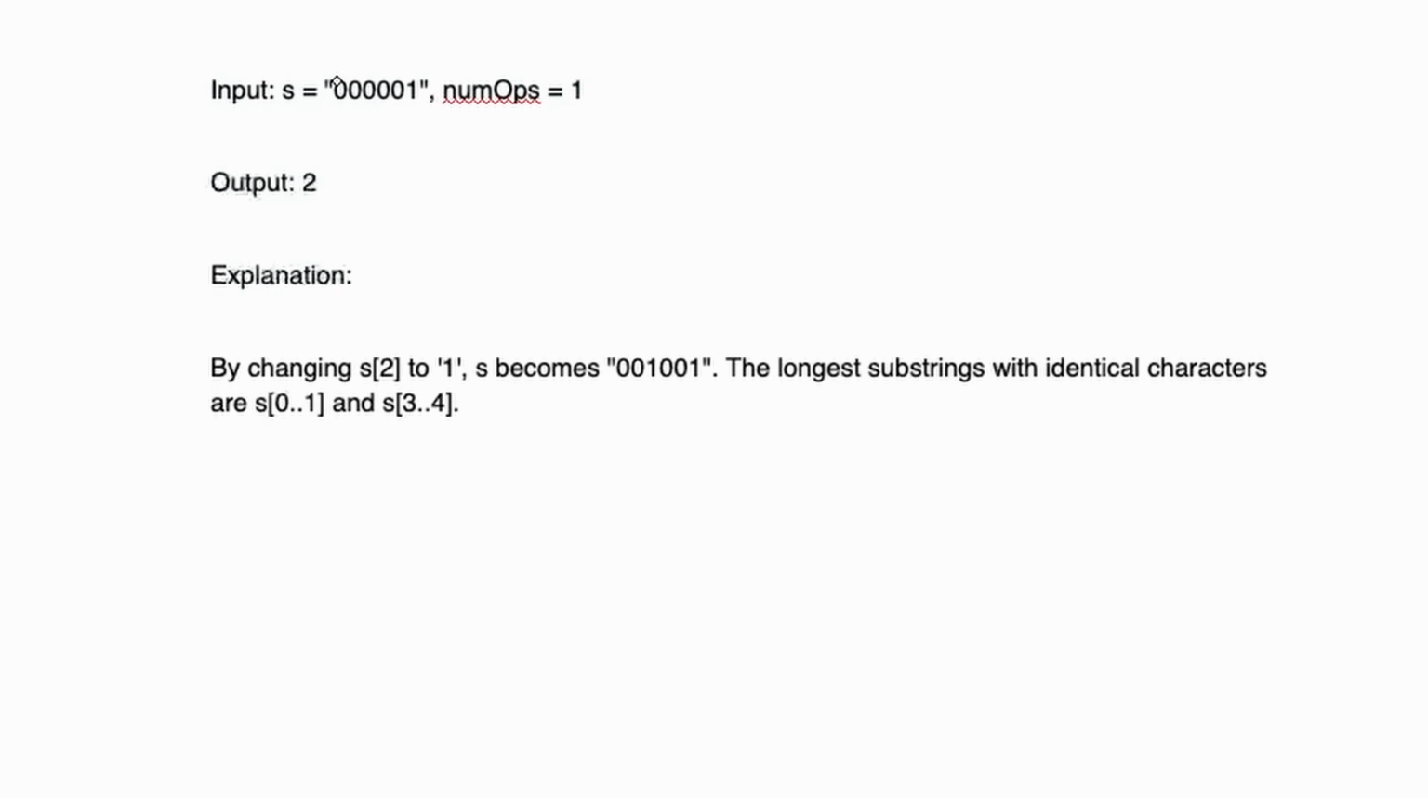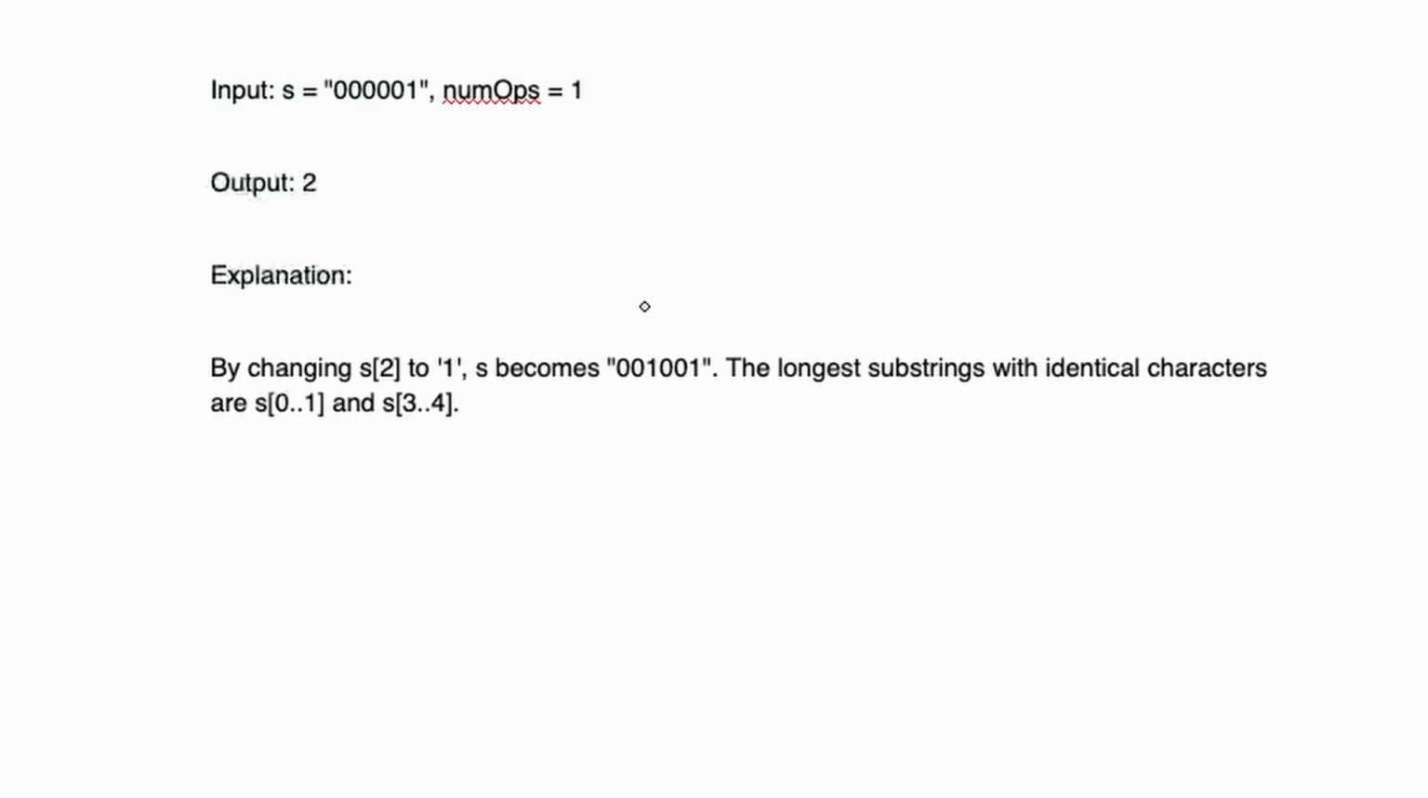So we have the example 0, 0, 0, 0, 0, 1, and we have 1 for our num ops, and we're going to output 2. And why do we output 2? Well, what we could do is change this element at position 2 to a 1. Then what we have here is the longest continuous substring of the same characters is 2 here and 2 here.